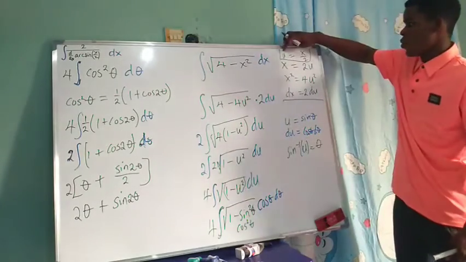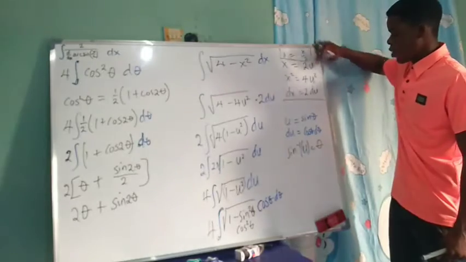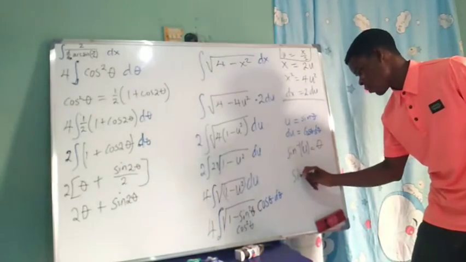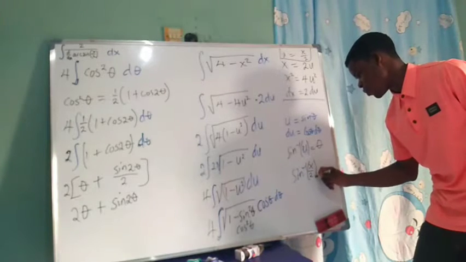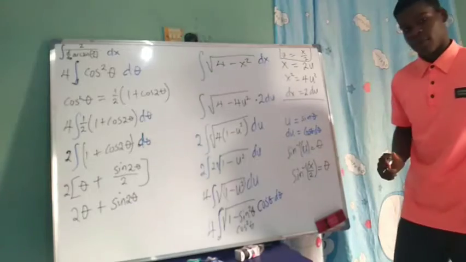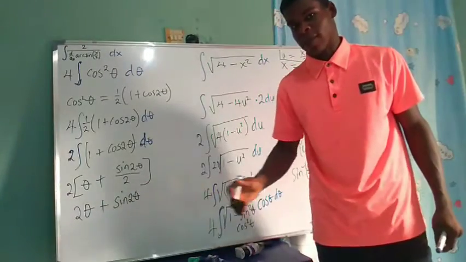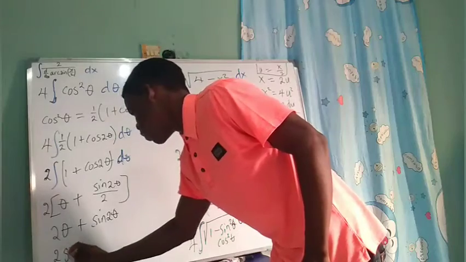So where our u, I stated it to be x equals 2u, and our u is x over 2. So in place of u, I can just plug in x over 2, and we're having sine inverse of x over 2 to become theta. So in place of theta, we just put sine inverse of x over 2. Alright? Great.